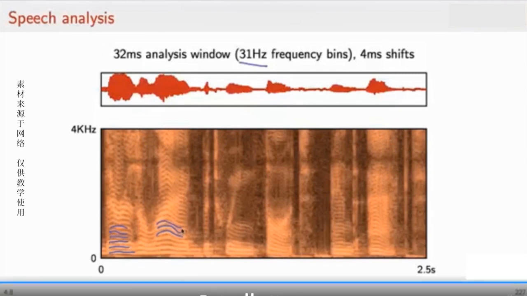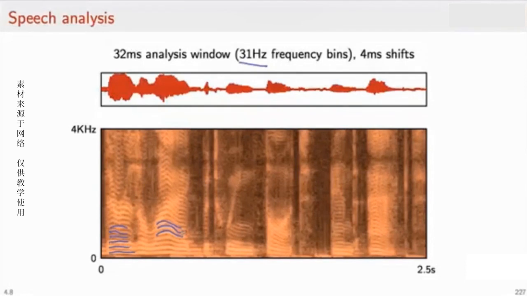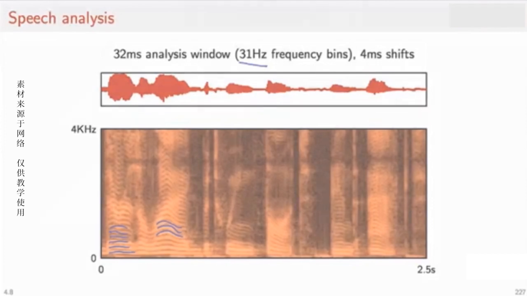So narrowband spectrogram will give us information on the harmonic parts of speech. Wideband spectrogram will give us information on the pulse-like and noise-like consonant sounds in speech.